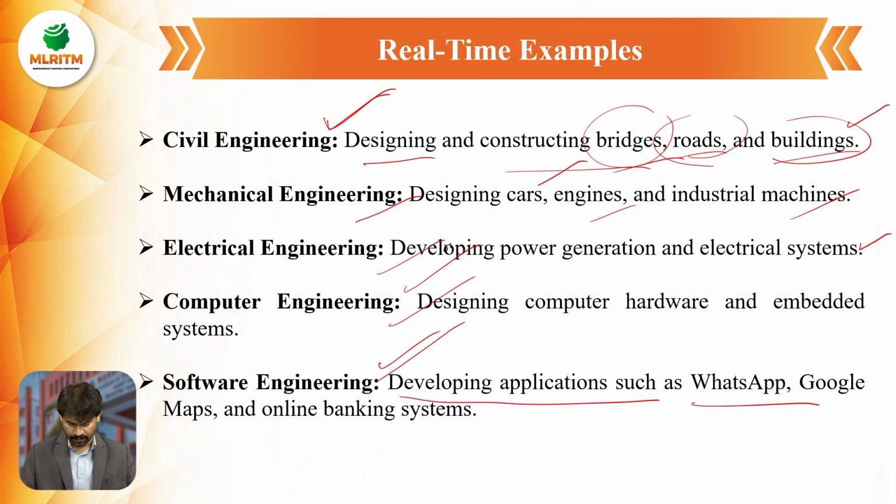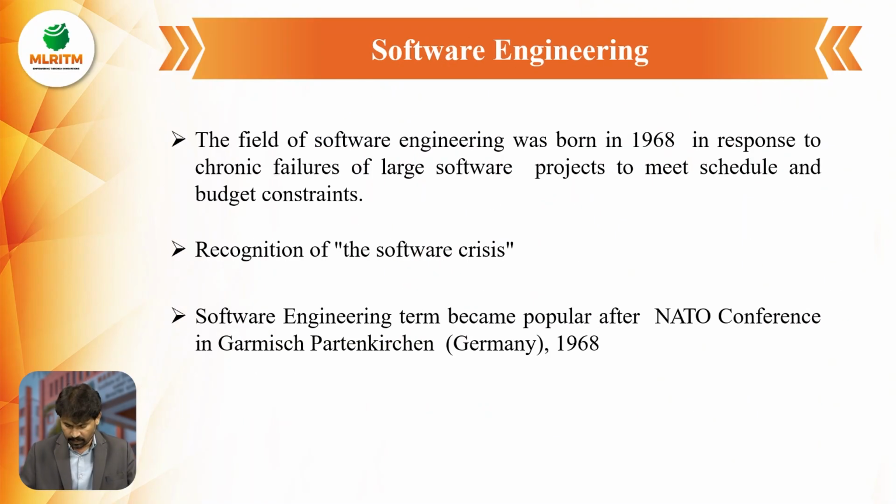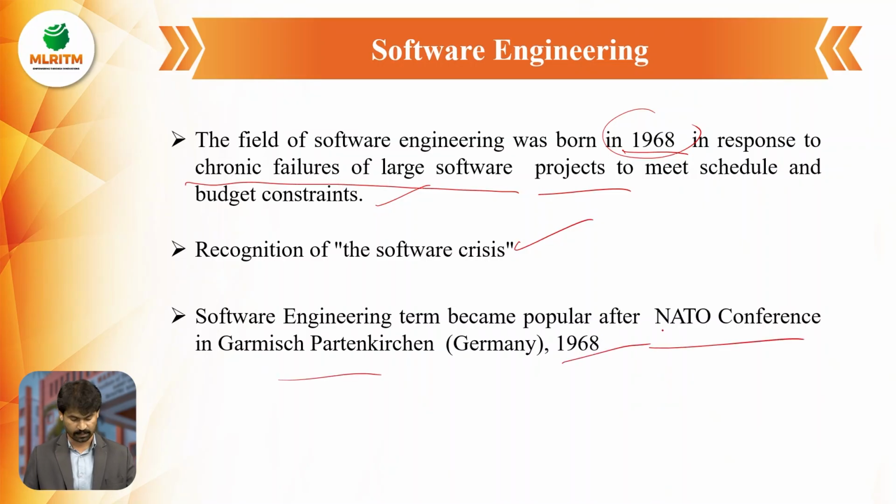And next, software engineering. The field of software engineering was born in 1968 in response to the chronic failures of large projects to meet schedule and budget constraints. Whatever large projects there are, sometimes they are not able to complete within the given schedule and budget. That is one failure. So software engineering was born at the time of 1968. The recognition of this was considered a software crisis. The term software engineering became popular after the NATO conference in 1968.